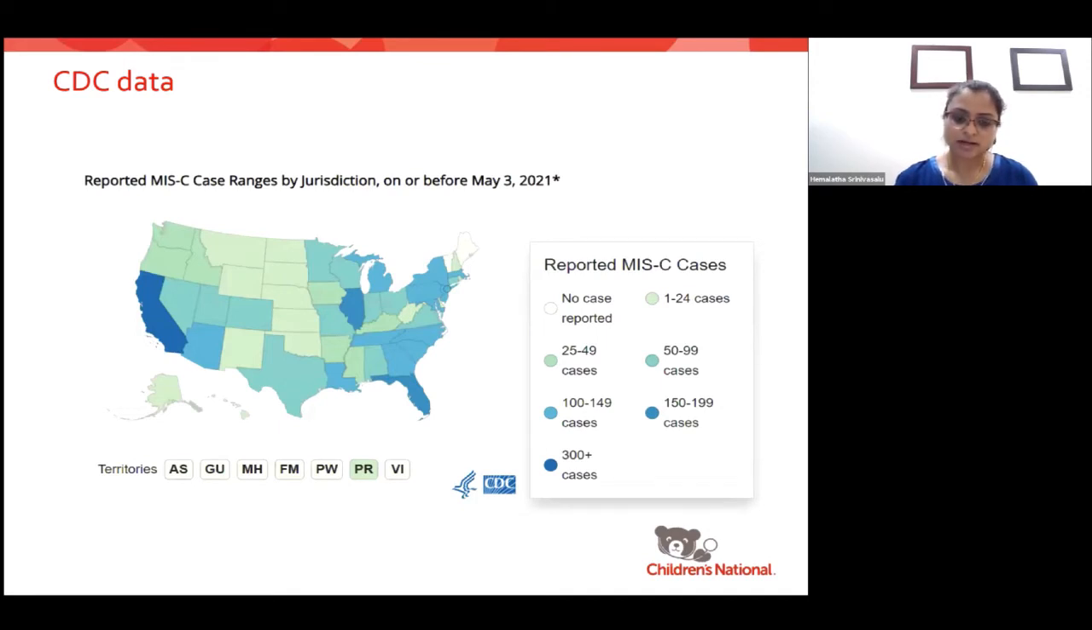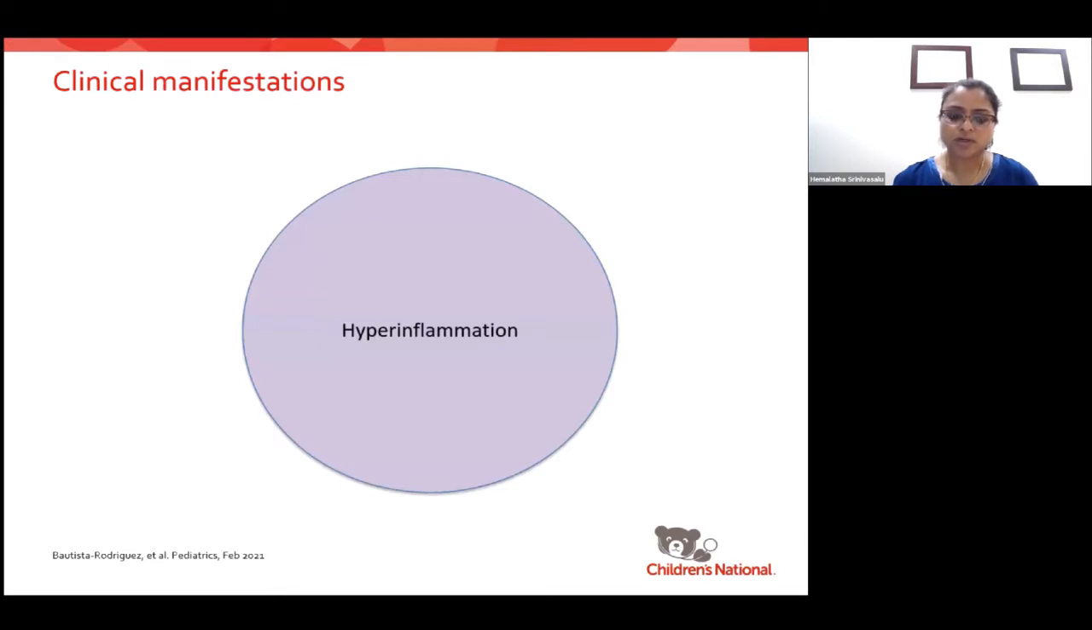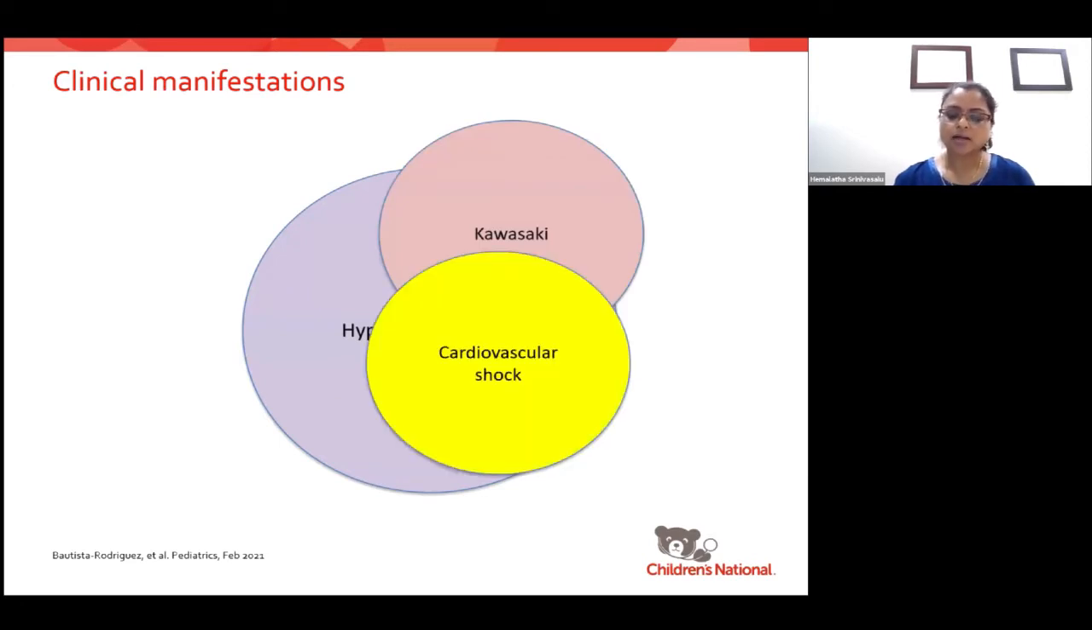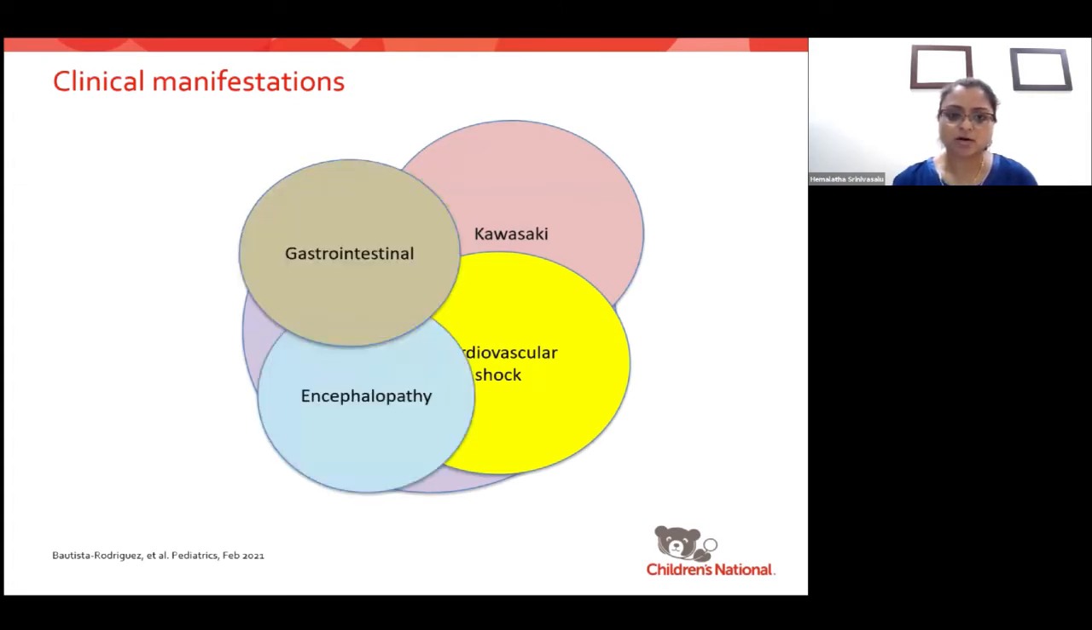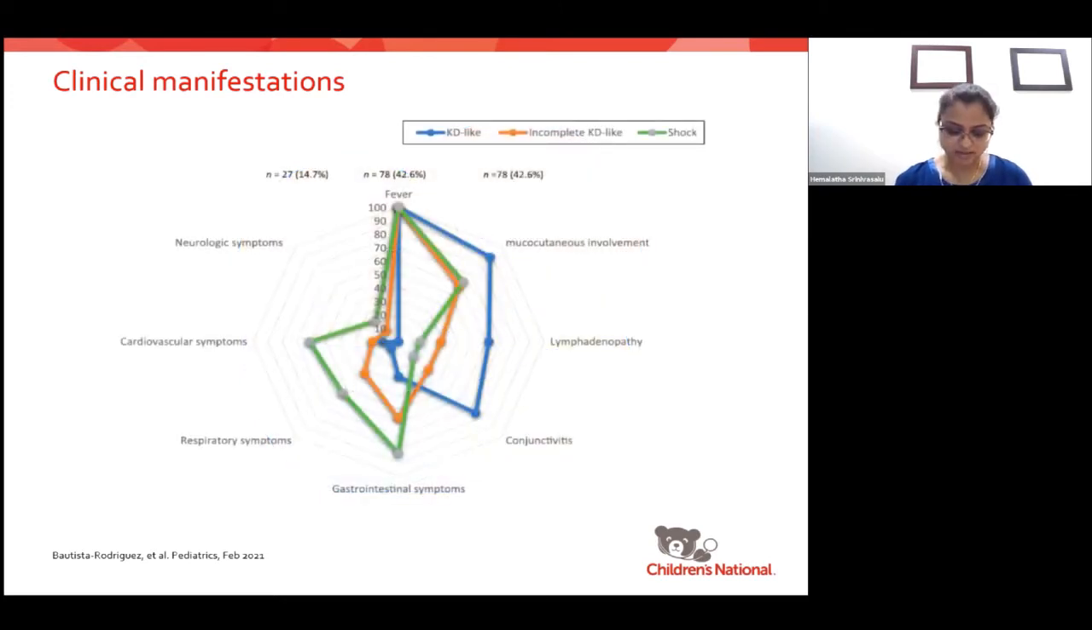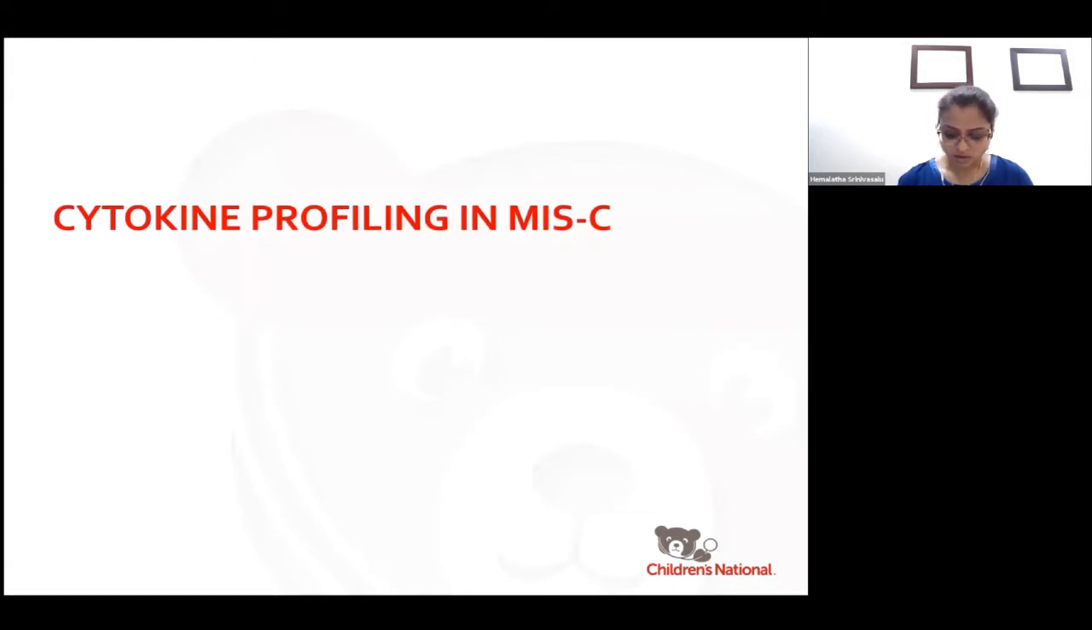This is a pictorial diagram that the CDC came out with, which is current as of May 3rd. As you can see, the distribution of MIS-C is not uniform. The underpinning of the clinical manifestations of MIS-C is hyperinflammation, with a subset of patients presenting with features of Kawasaki disease, another subset presenting with cardiovascular shock, and patients also presenting with GI or CNS manifestations. In essence, patients may have several of these overlapping symptoms. With this background, let's talk about cytokine profiling in this condition.